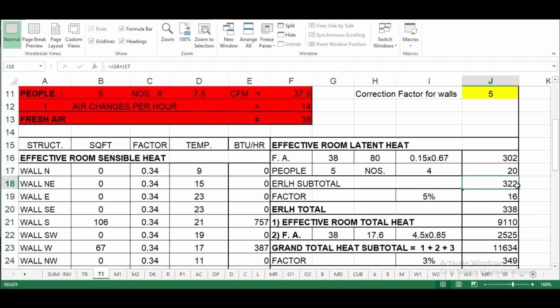It is also in BTU per hour. The total unit of heat is BTU per hour. Again we have considered 5% as the safety factor over here, that is 16, and the total comes to 332.